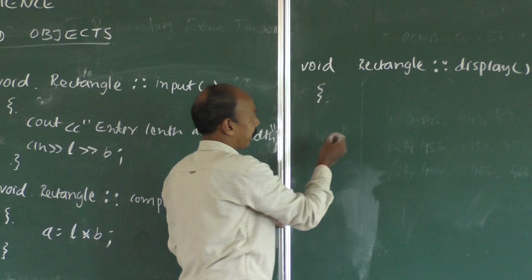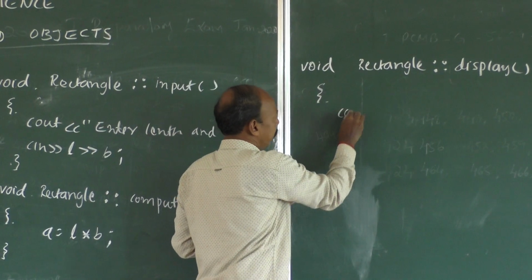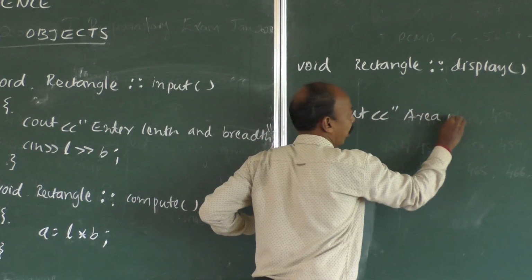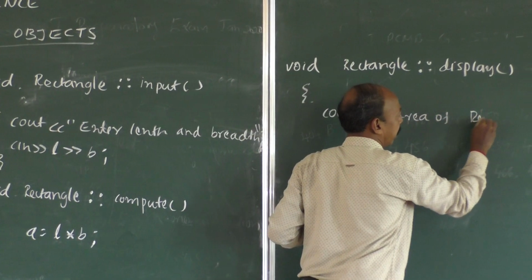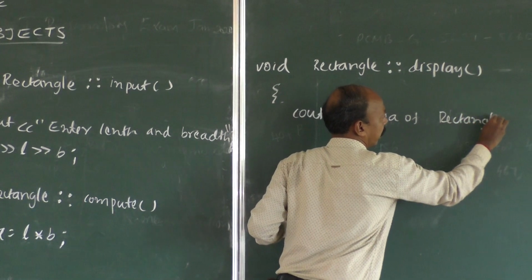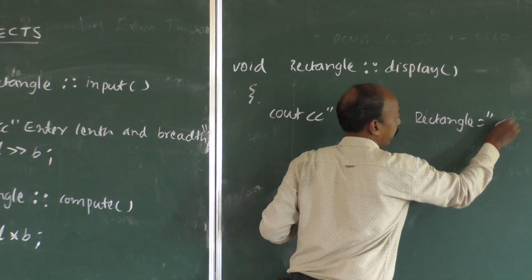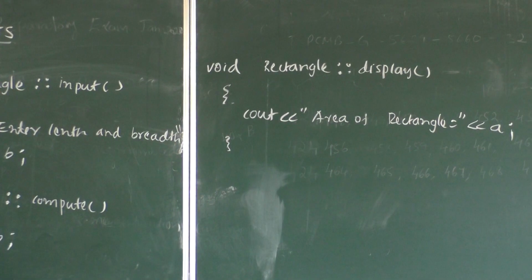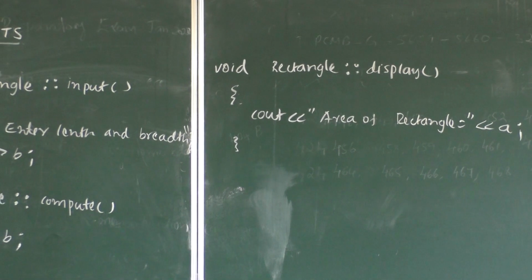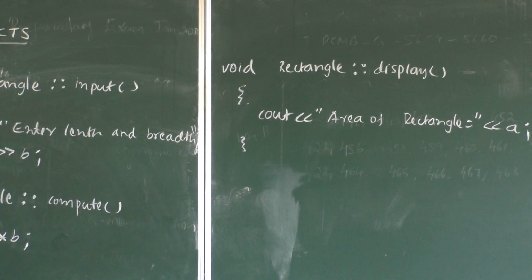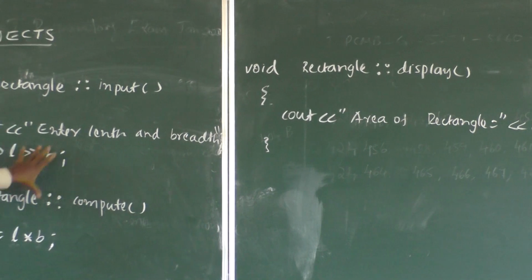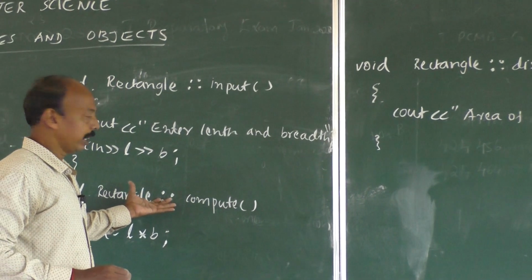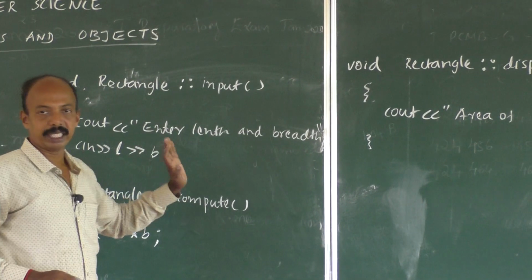In a single statement we can write the answer. Cout, area of rectangle is equal to A, and close it. We have defined all three functions outside the class. It can be defined inside the class or outside the class. Since these functions are simple functions, we can define them inside the class itself. But as an example, we have written it outside the class.